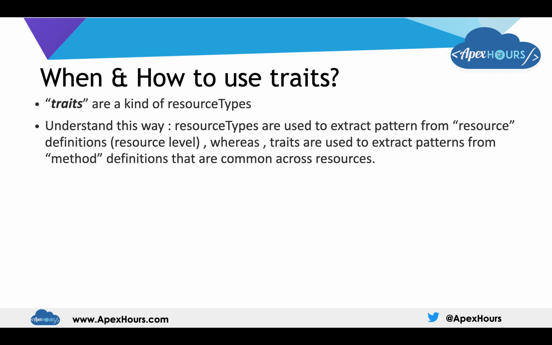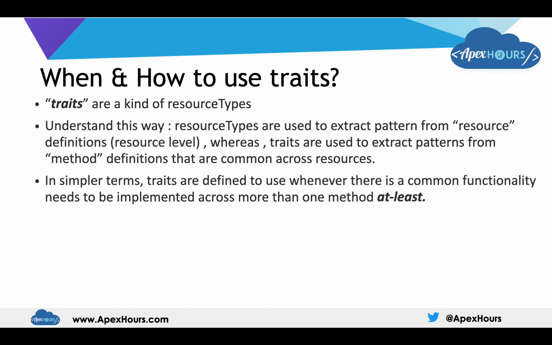What is there inside a method? It's like request and response. So those are common across the resource. That is the difference between traits and resource types: resource types are at the resource level and traits are at the method level. In simpler terms, traits are defined to use whenever there is a common functionality that needs to be implemented across more than one method at least, because if there is no reason for reusing the same functionality, why would we create traits, right? So it should have more than one method which has common functionality.